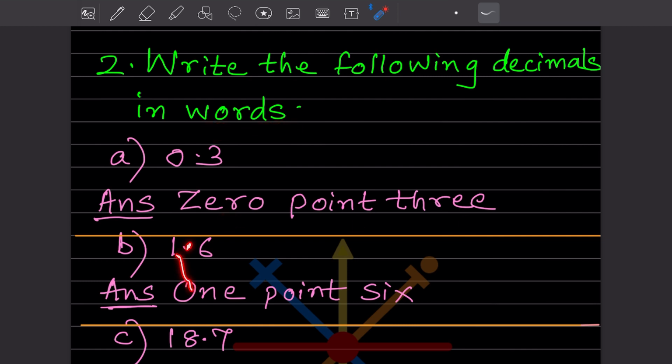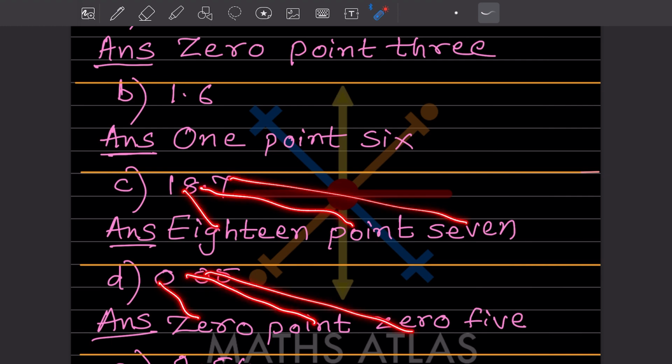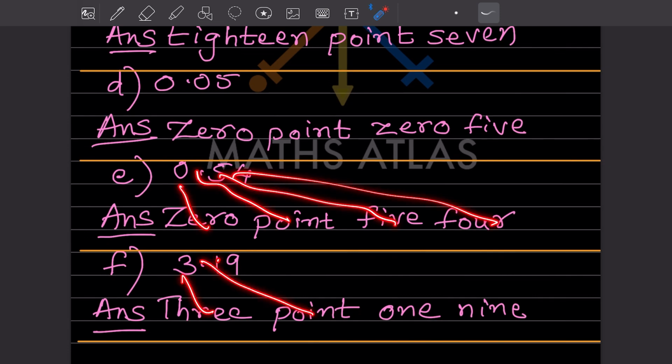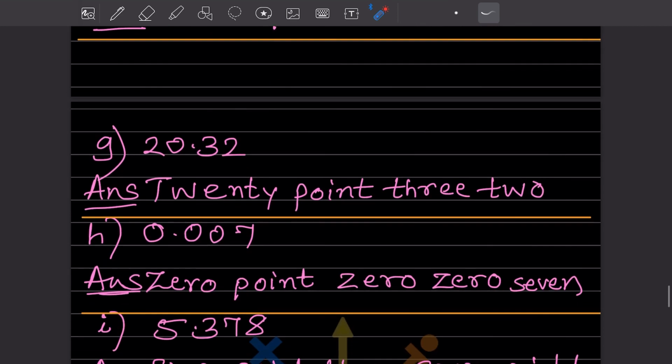1.6, 18.7, 0.05, 0.54, 3.19. So just write them in words, that's it.